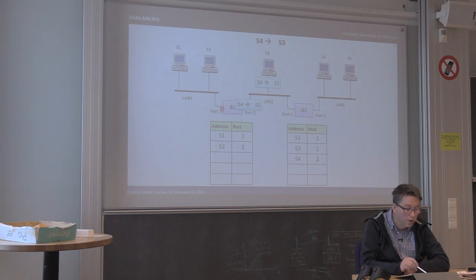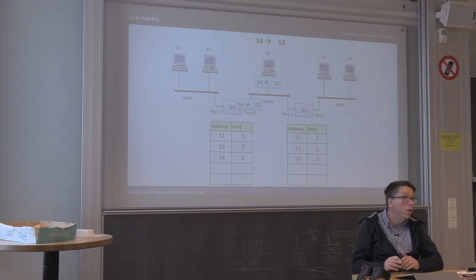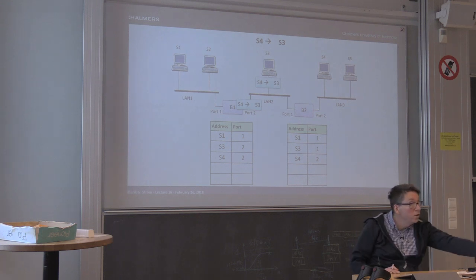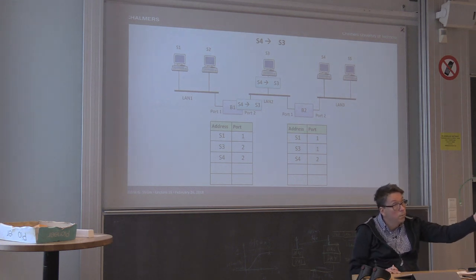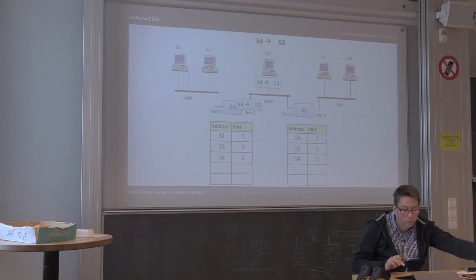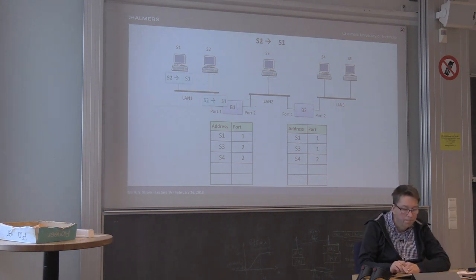And then, of course, it is picked up by bridge number 1 here. It says S4 to S3, but bridge number 1 knows that S3 is on port number 2. So it knows that it needs to do nothing with it. So it will not forward that frame, right? It's not needed. But then it learns that S4 is on its port 2. So here, by listening to the traffic, the bridges can figure out where nodes are. Right? And keep on going like this.